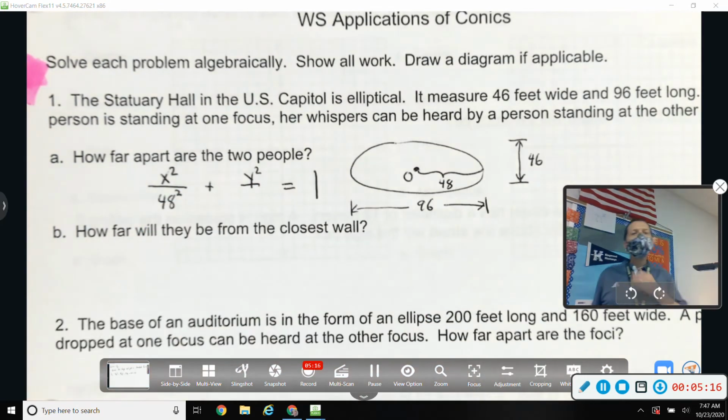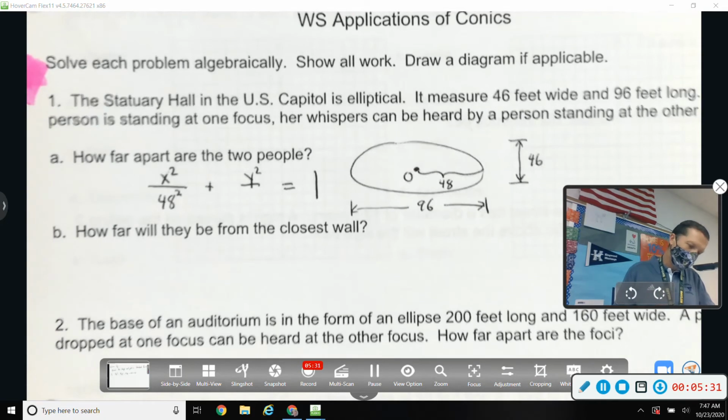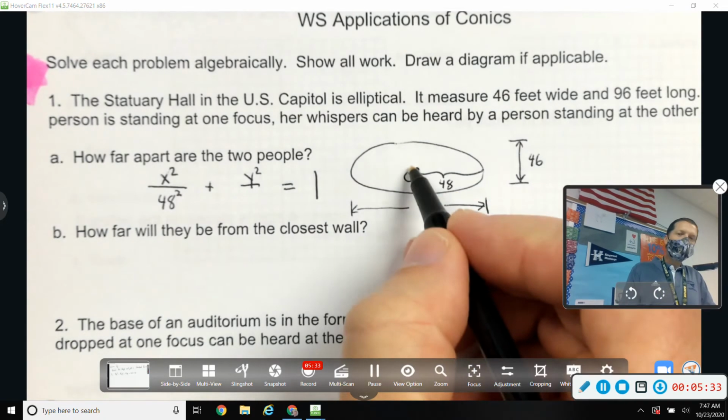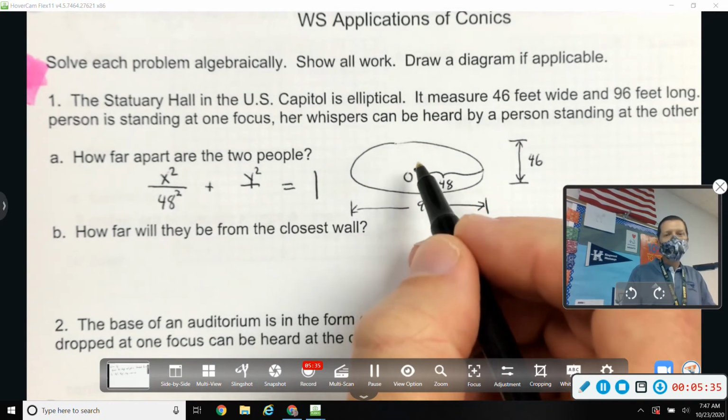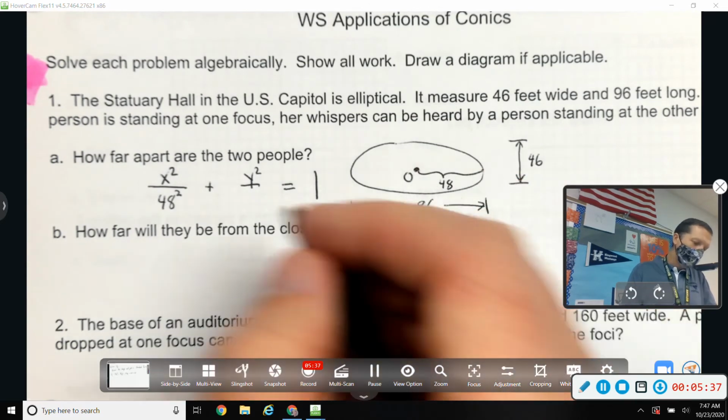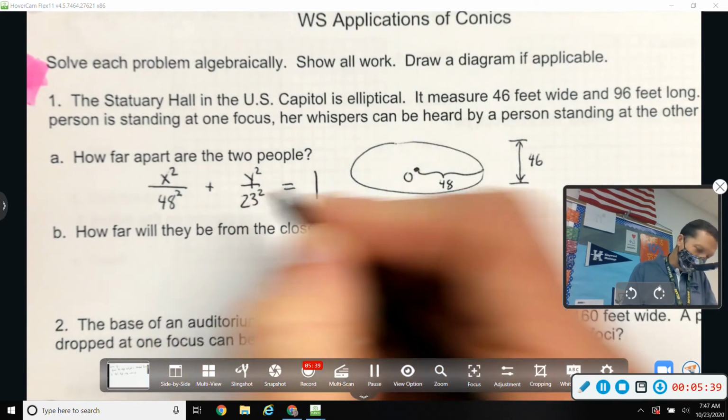And in fact, it might be easier to just leave that as 48 squared rather than writing out whatever big number that is. Plus, that helps you remember where it comes from. So later, if I need that number, I'll get it. But right now, I'm going to leave it as 48 squared. All right, how about what number goes under y? 23. Careful, 23 squared.